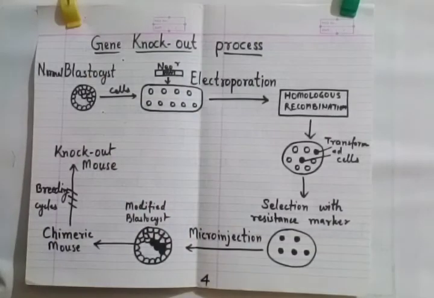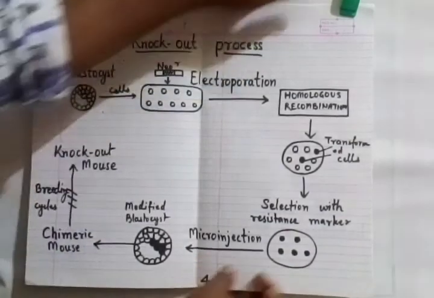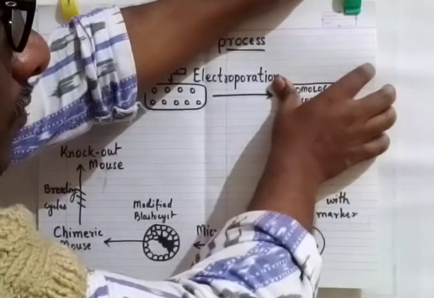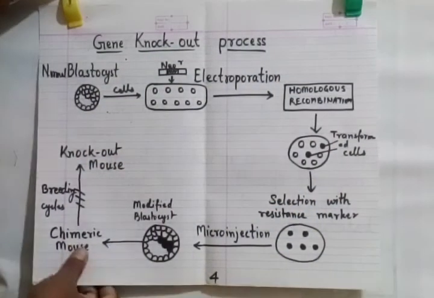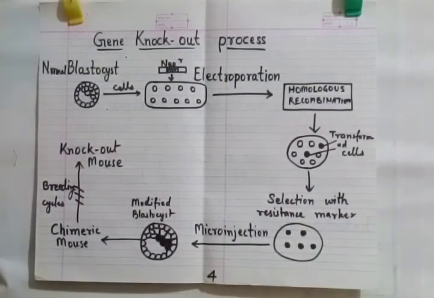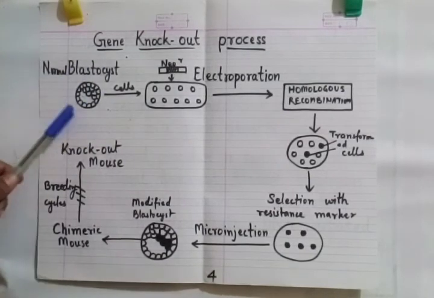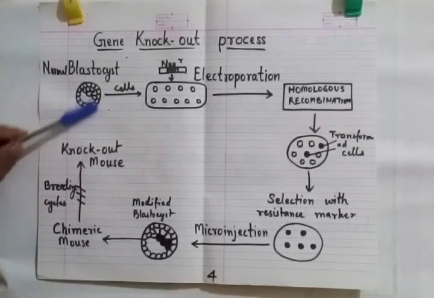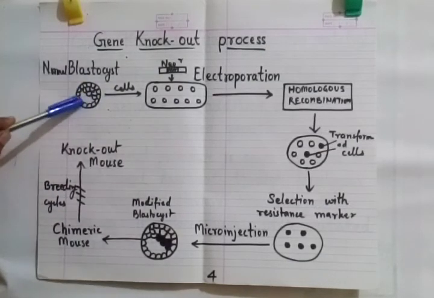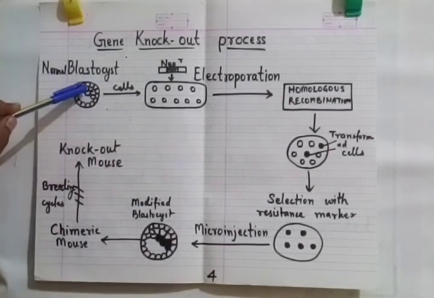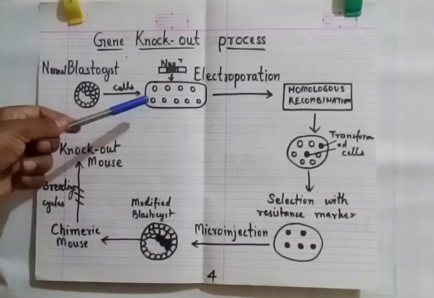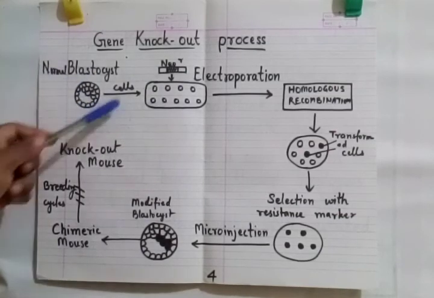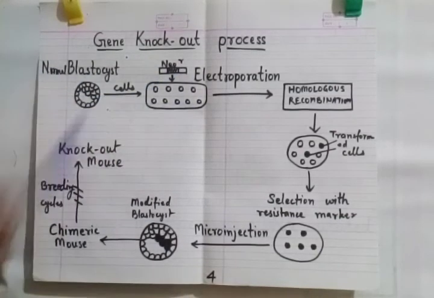This is the slide showing the entire process of gene knockout, for your understanding of how it happens in the laboratory. You can see we take the normal blastocyst of the organism in which we want to knock out some gene. In that we will have some blastocyst cells. These cells are separated, taken out from this blastocyst and grown in a separate plate.